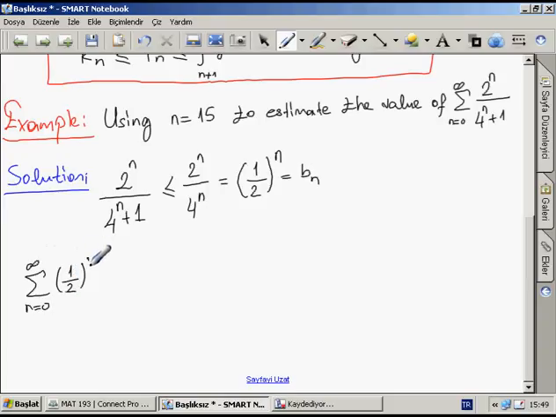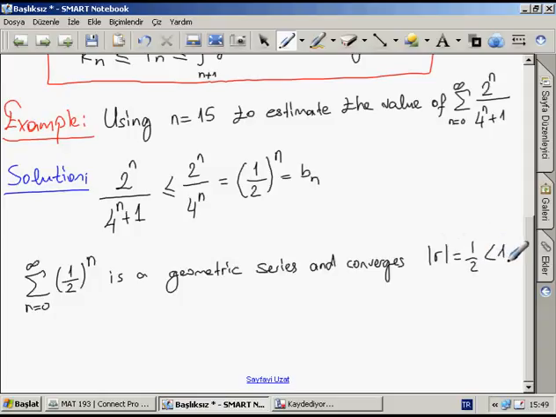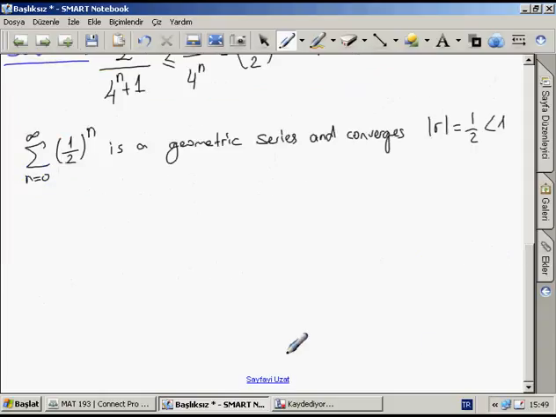1 over 2 to the power of n is a geometric series and converges, because we know that the absolute value of r, which is 1 over 2, is less than 1. So we have gotten our second series, then let's get the estimate of that, so it will be easy.